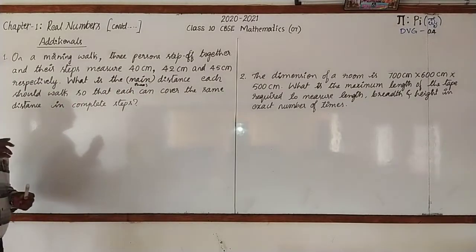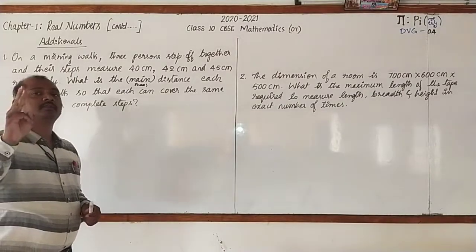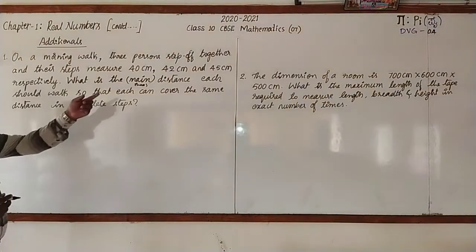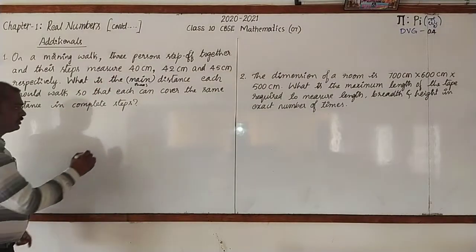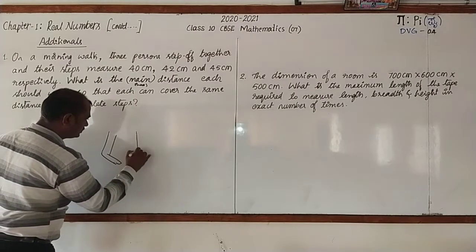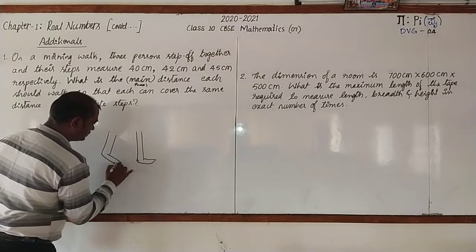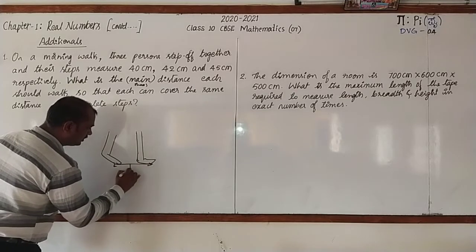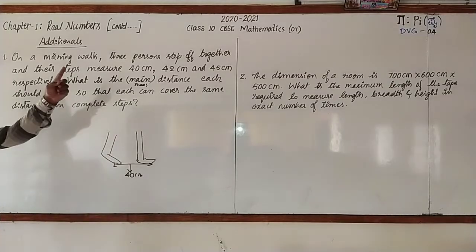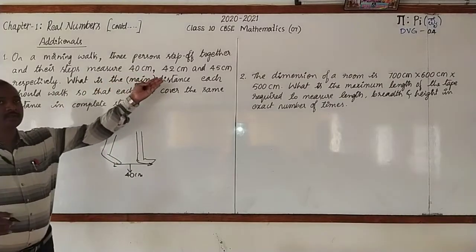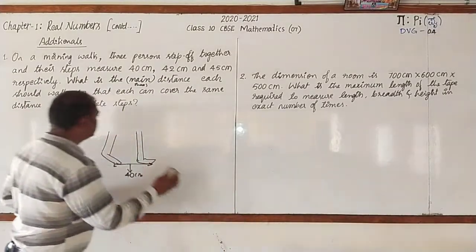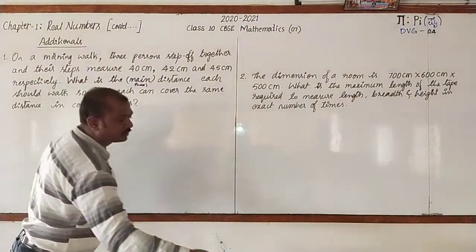Listen, here how many persons are given? 3 persons. And what is the length of their steps? It is 40 centimeter. Just look here. Here a person with his steps. The distance from here to here is 40 centimeter. It is the length of the step of the first person. Similarly, second person 42, third person 45. Then all of them start walking together.